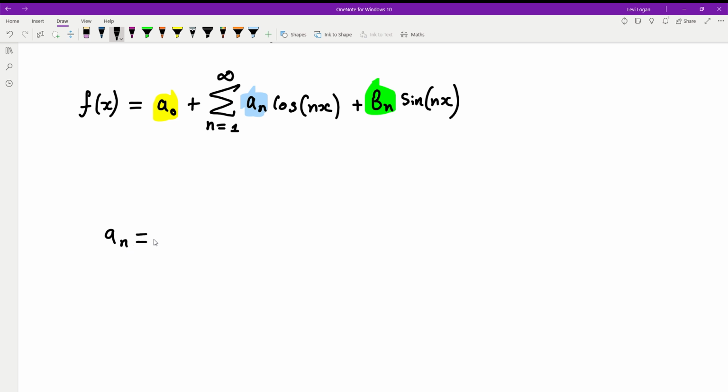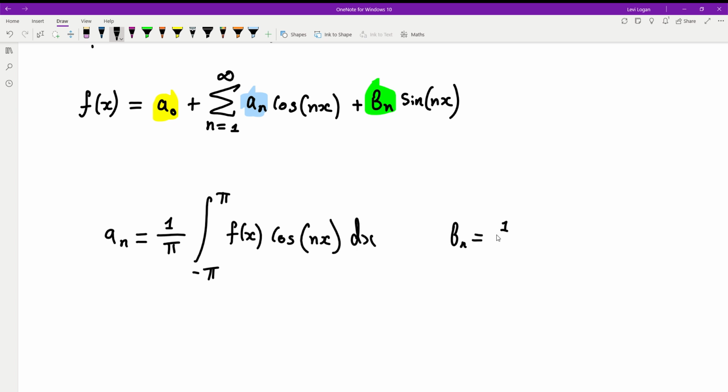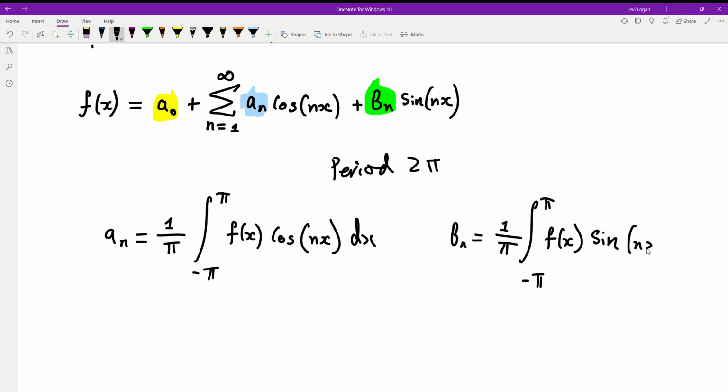So a of n will be 1 over half the interval, so it will be pi, integrated between those same intervals: negative pi to pi of f of x cos of nx dx. And b of n will be 1 over pi. This is just because the period is 2 pi. That's why we have these particular things here. If it wasn't, then they would change, okay? So b of n is 1 over pi, same interval, negative pi to pi, f of x sine of nx dx.